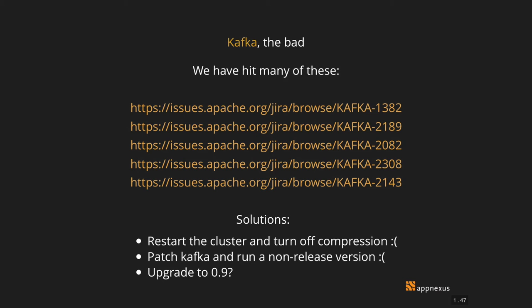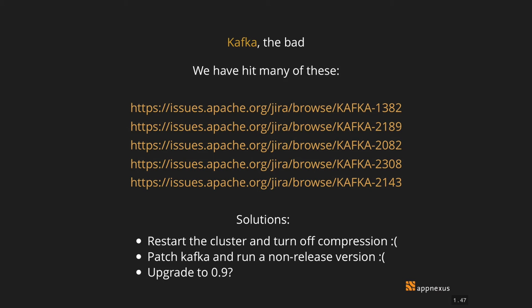The not so nasty is, you know, compression drivers for the client don't work with the server, whatever. Those, you turn off compression. The solutions for these are not great. Basically, for most of these, it's just restart the cluster. When you have 32 nodes and you can't have too many down, restarting the cluster might take a few hours. You can also patch Kafka and run a non-release version, but that doesn't sound like fun to me.